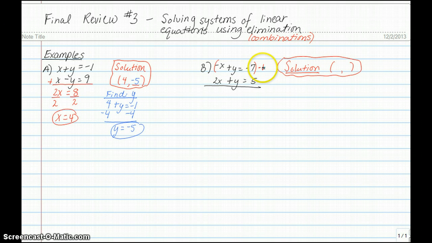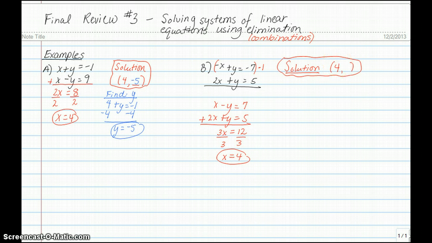Okay, so it's negative 1. You're going to multiply through by negative 1, which is going to give you x minus y equaling 7. And then bring down your 2x plus y equaling 5. You're going to combine these, use addition to eliminate. The y's will eliminate, negative 1y and y eliminate. So you have 3x equaling 12. Divide both sides by 3 using the division property of equality, and x equals 4.